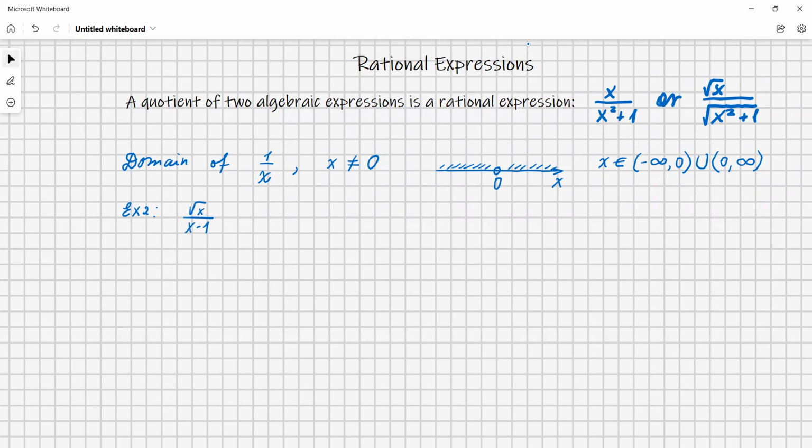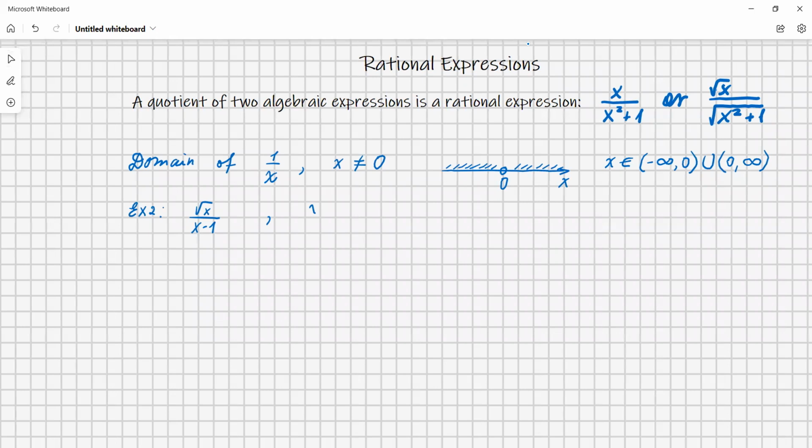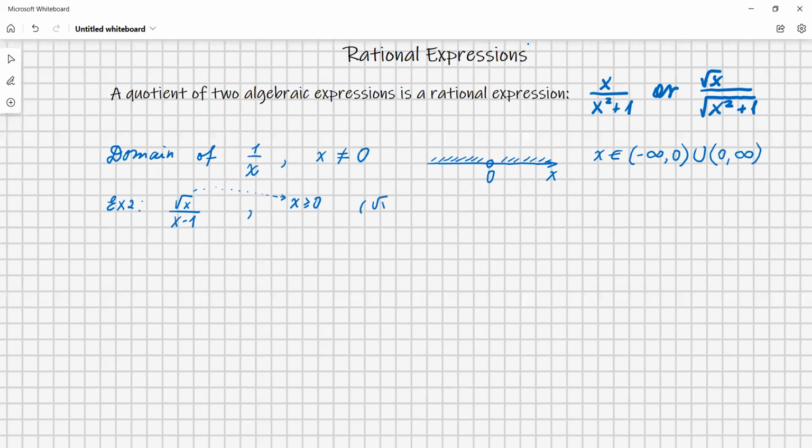First, we are going to look at the numerator. The numerator is going to have a restriction on the domain because we cannot extract square roots of negative numbers. So the first restriction is that x is greater than or equal to 0, which comes from the square root, right? The expression under the square root is greater than or equal to 0. Second restriction, we cannot have 0 in the denominator, so x minus 1 cannot be equal to 0.